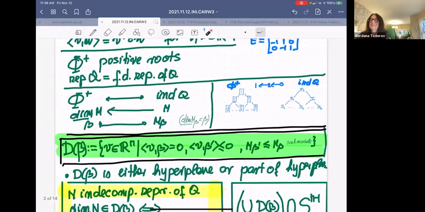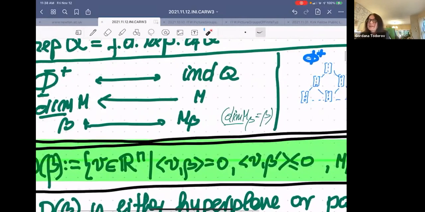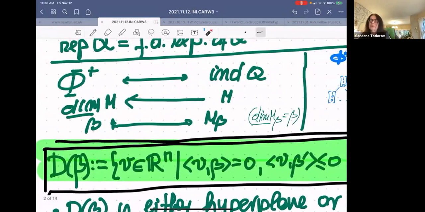And the point is that positive roots correspond to indecomposables, and I'm writing this here because I will be using this notation. The dimension of an indecomposable module is a positive root, or if I start with a positive root beta, then M beta stands for the indecomposable module which has that positive root as its dimension vector. So I will be using this notation, that's why I'm repeating it.